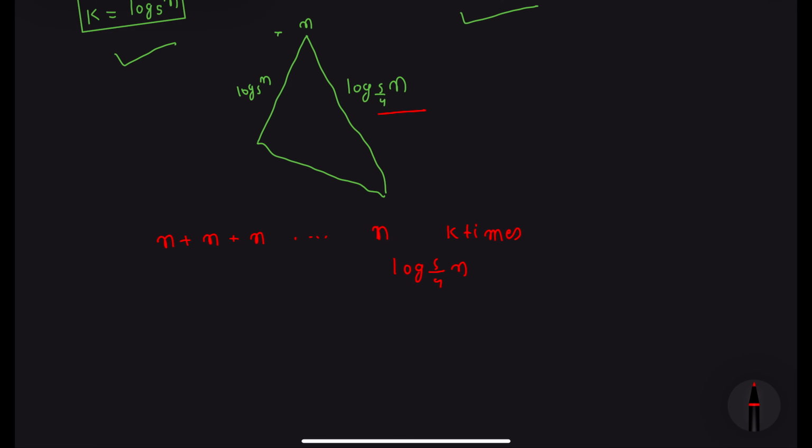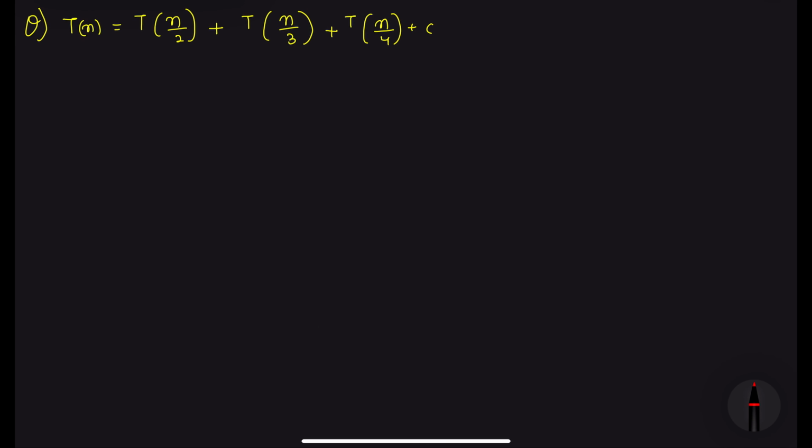For each level there is n, and how many levels are there? There are log base 5/4 of n levels. So we can write it as O(n log base 5/4 of n), and this can be written as O(n log n). Constants can be ignored. Let's see another example.